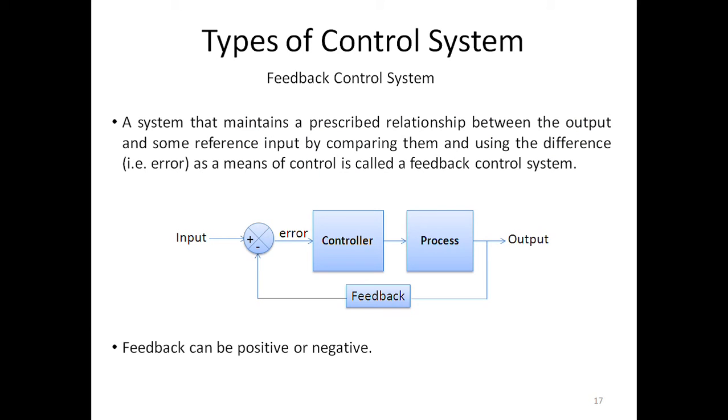Then the feedback control system. That is nothing but the closed loop control system. The system that maintains the prescribed relationship between output and some reference input, by comparing them and using the difference, or we can say simply the error, as a means of control, is called a feedback control system. Feedback can be positive or negative. There are two types of feedback control system. If we add that feedback to the input, then it is positive feedback, or if we subtract it, then it is negative feedback.